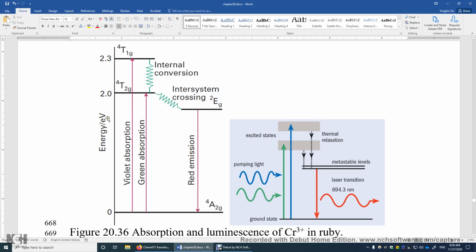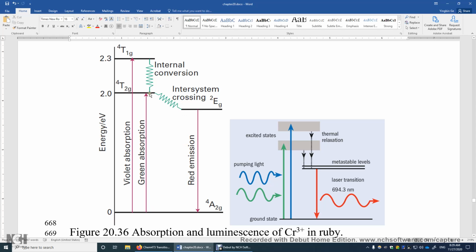1 electron volt is roughly 96.5 kilojoules per mole. Now let's look at internal conversion and intersystem crossing. Internal conversion is non-radiative. This state loses thermal energy to surrounding molecules and gets here. From here to here is also non-radiative. Energy is lost in the form of heat.